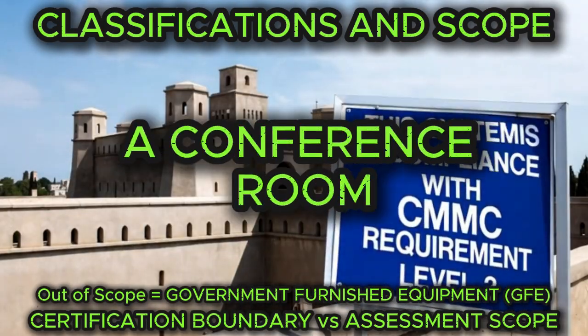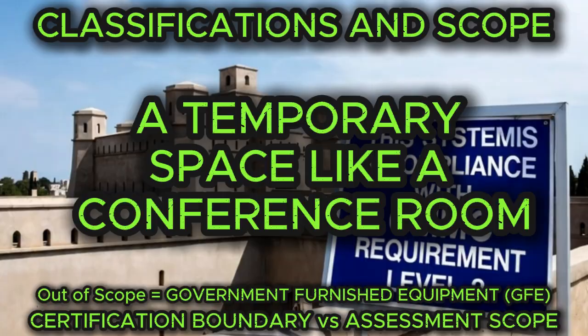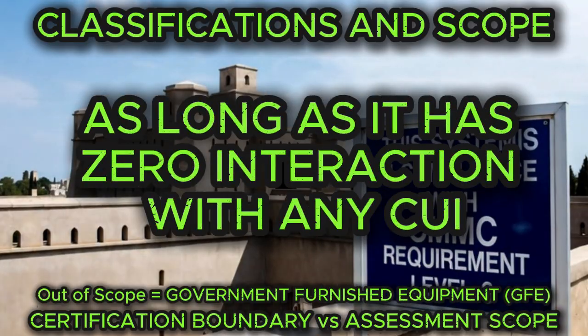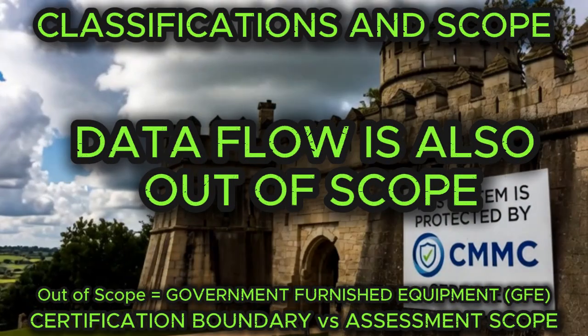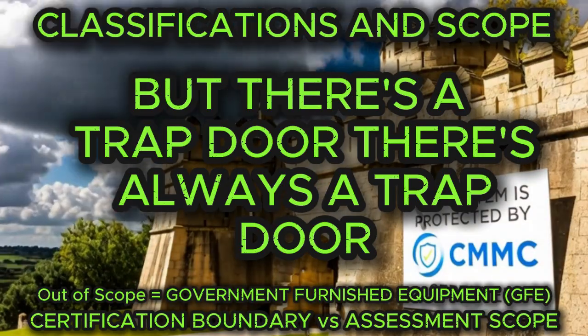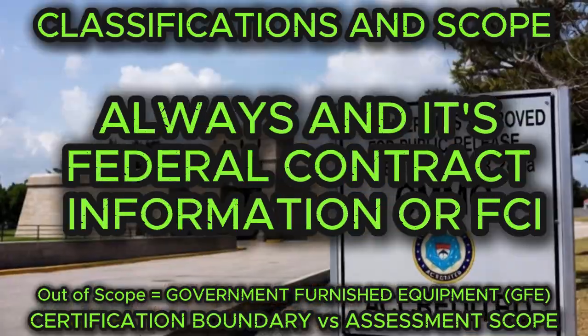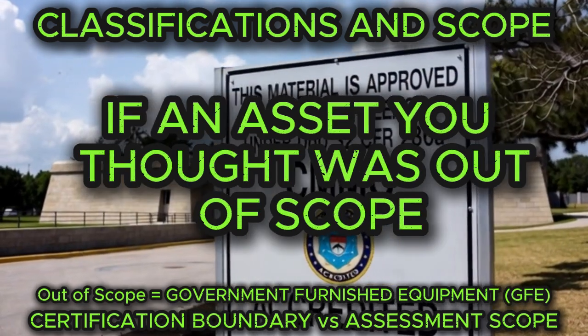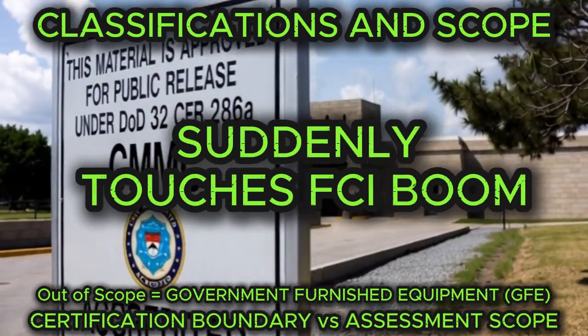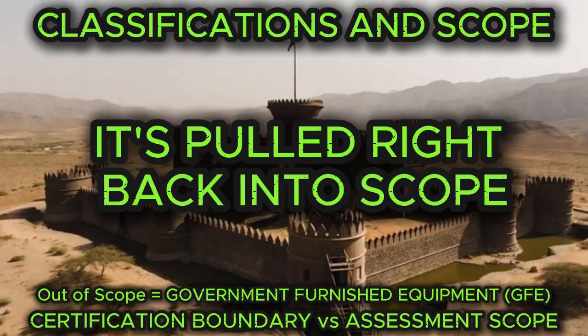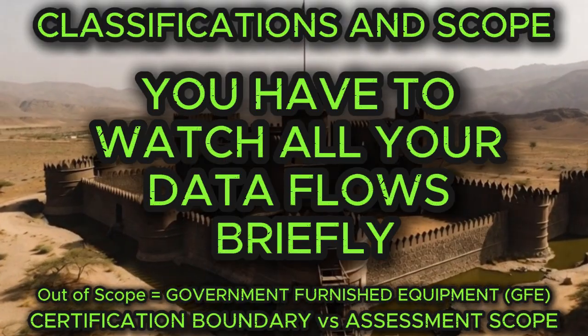And what about, say, a conference room? A temporary space like a conference room, as long as it has zero interaction with any CUI data flow, is also out of scope. But there's a trapdoor. There's always a trapdoor. Always. And it's federal contract information, or FCI. If an asset you thought was out of scope suddenly touches FCI, boom, it's pulled right back into scope for CMMC Level 1. You have to watch all your data flows.